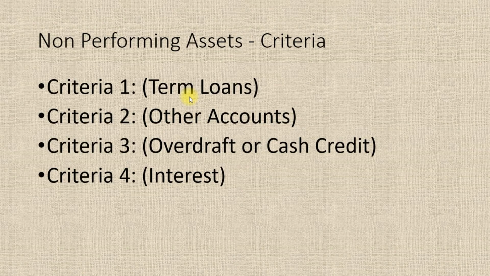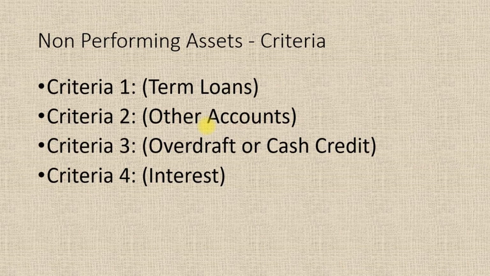So term loans in criteria 1, what are they? Before going there, we have to understand that the following criteria are observed for classifying loan accounts as non-performing assets. For term loans, which is criteria 1, where there is interest or an installment of principal payment which remains overdue for more than 90 days, those term loans will be classified as non-performing assets. Now for other accounts, any receivable that remains unpaid for more than 90 days is also considered a non-performing asset.